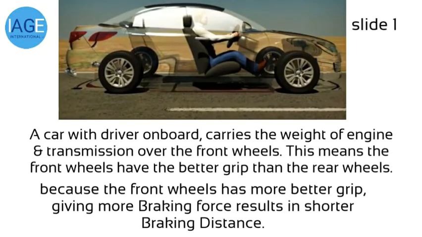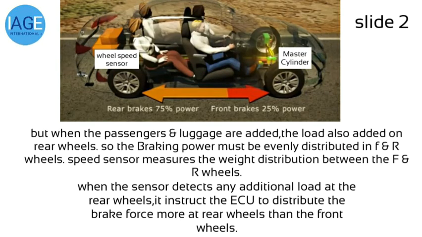A car with a driver on board carries the weight of the engine and transmission over the front wheels. This means the front wheels have better grip than the rear wheels. Because the front wheels have better grip, giving more braking force, the result is a shorter braking distance. But when passengers and luggage are added, the load is also added on the rear wheels. So the braking power must be evenly distributed between front and rear wheels.